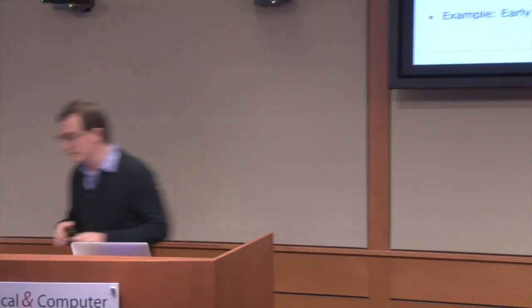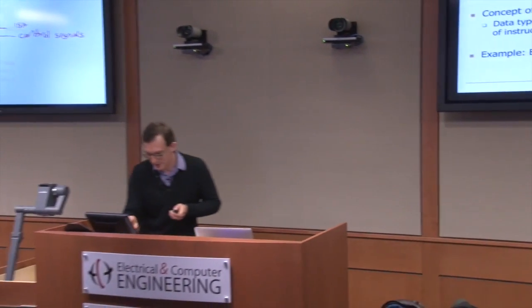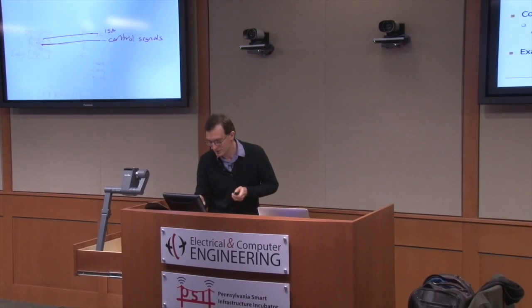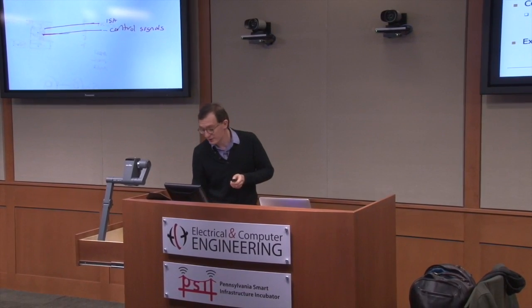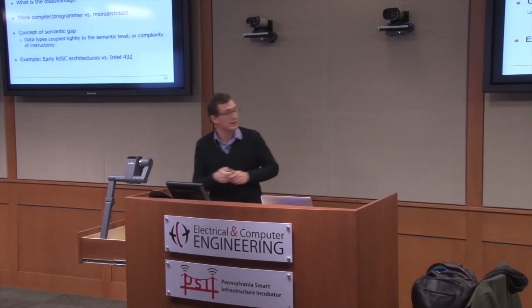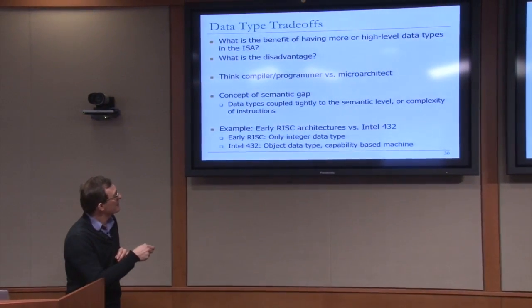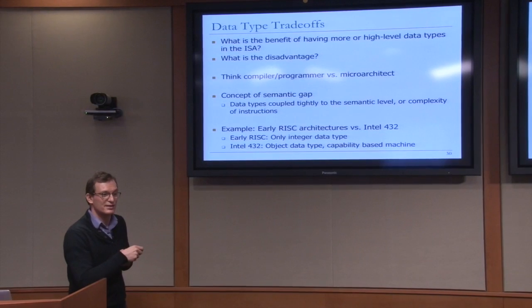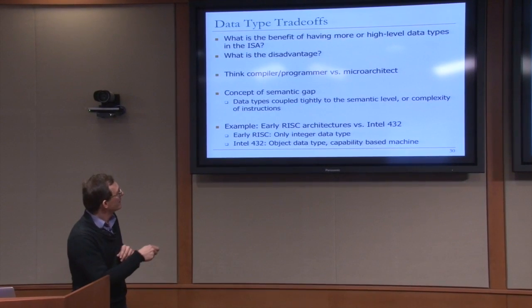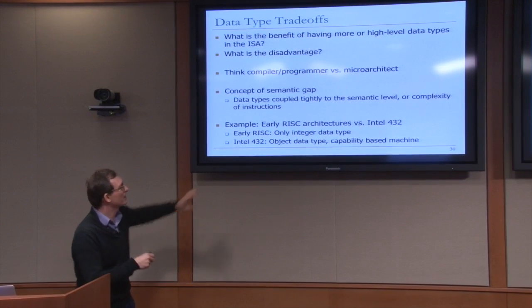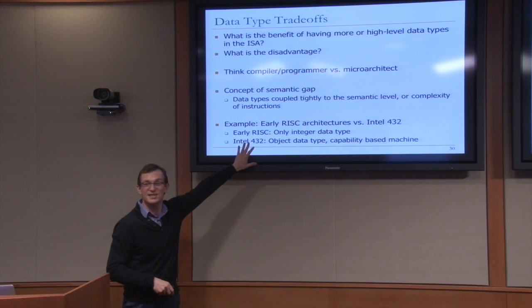So an example is early RISC architectures versus, I like contrasting them, early RISC architectures. MIPS, for example, was an early RISC architecture. And they made the choice that only integers would be the data type. And Intel 432 was one of the more complicated architectures. It had objects as data types.